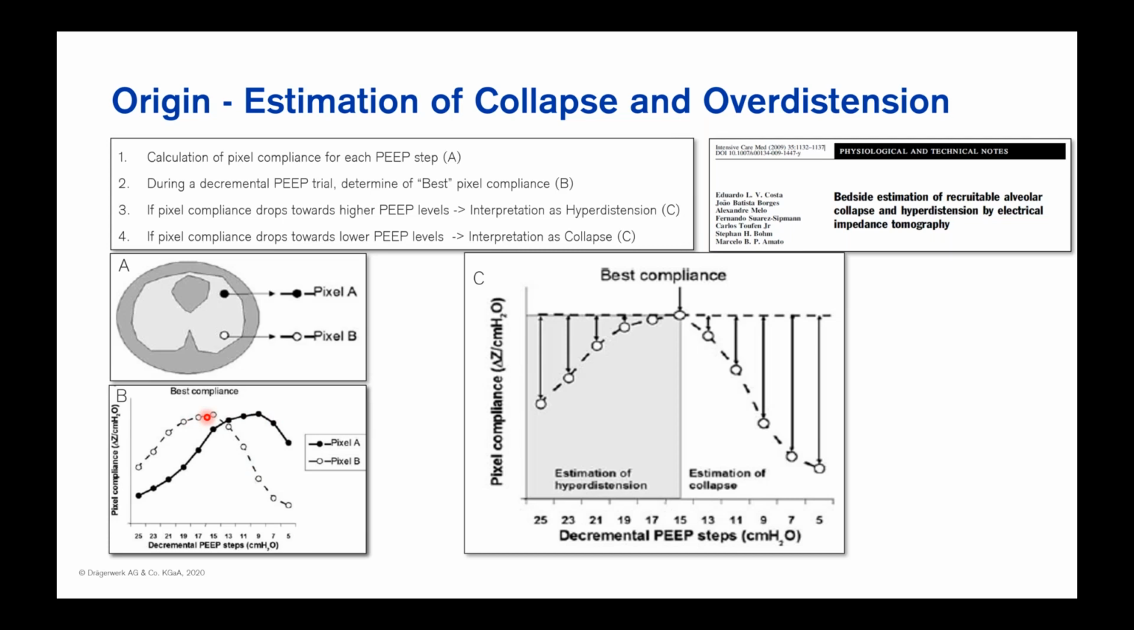And then the rest is just, for each of the pixels, we are always getting a PEEP level with a maximum compliance if the PEEP trial has been conducted properly. And then the rest of the interpretation, which means if the compliance decreases towards lower PEEP levels, this is interpreted as collapse. And in contrast, when the compliance decreases towards the higher PEEP levels, then it is interpreted as hyperdistension. So that is a concept, and the only limitation is that this actually requires to conduct the PEEP trial.